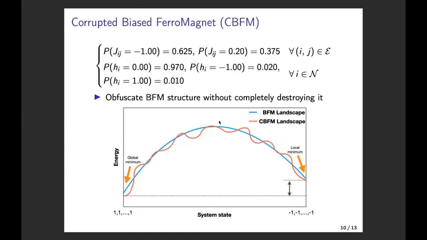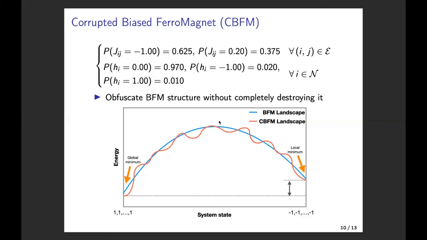Based on what we have learned from BFM, we developed a new problem class called Corrupted Biased Ferromagnet, CBFM. Basically, CBFM is BFM with some noise. As you can see, instead of setting all J values to be -1, we set some of them to be positive 0.2, and similarly, instead of setting all H values to be either 0 or -1, we set a few of them to be positive 1. The choice of these numbers is made such that the overall BFM structure is maintained but harder to detect.